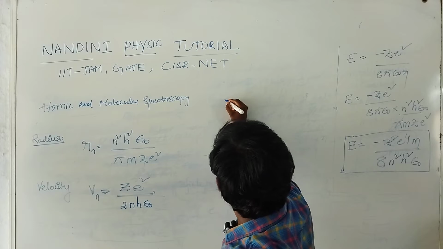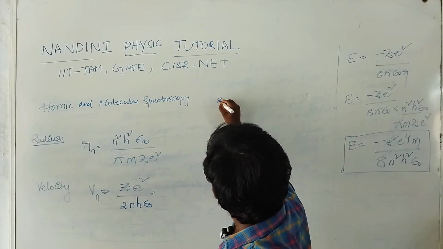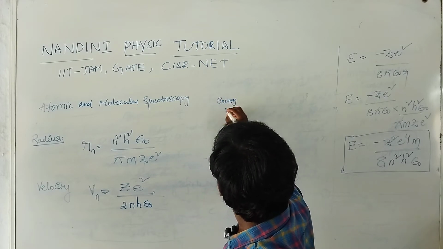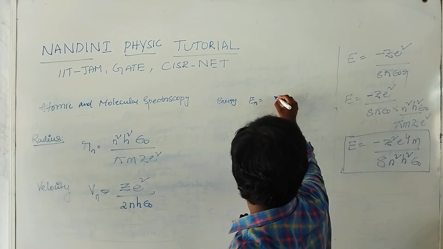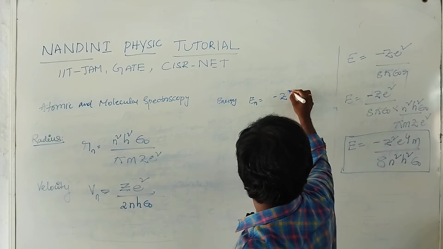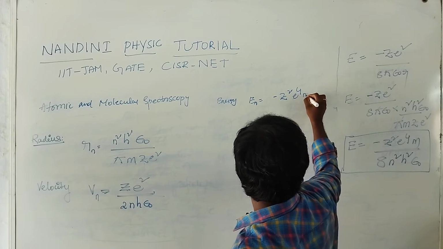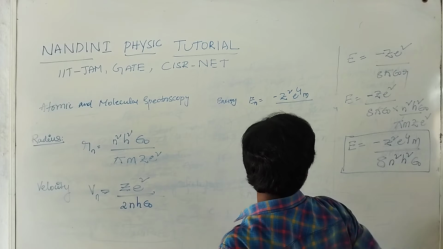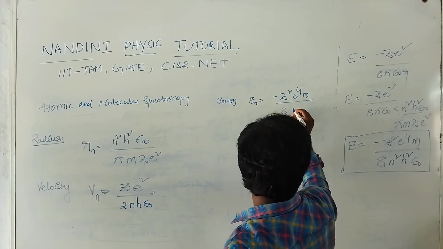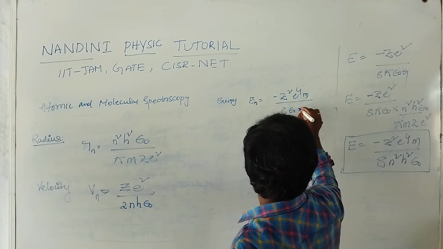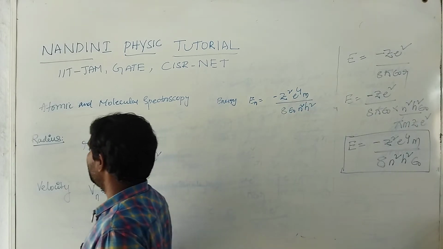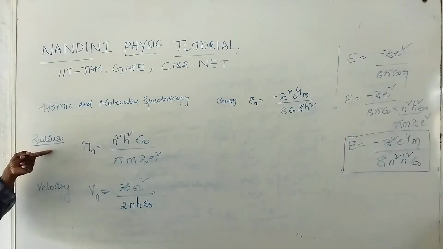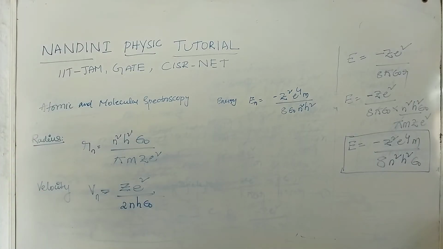So the third equation is the energy equation. En is equal to minus Z square e power 4 into m divided by 8 epsilon naught n square h square. Okay, so these are the three equations Bohr derived: radius, velocity, and energy.